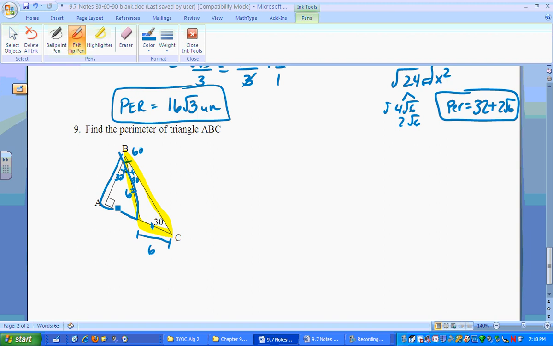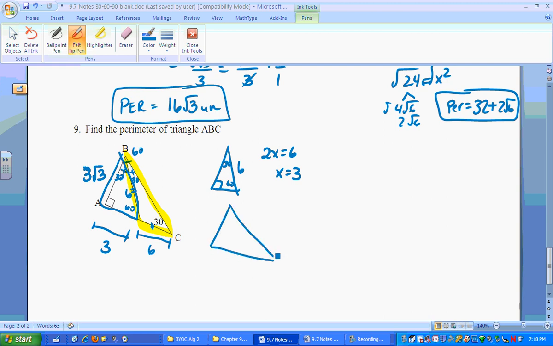Well, if this angle's 30 and that's 90, we have this triangle of 30, 60, 90, and this side 6. So we can set 2x equal to 6, so x equals 3. Meaning that this spot right here now is 3. Meaning this spot across from it, because this is 60, is x root 3, which is 3 root 3. Now look at the very large triangle that we're looking at, where this side is 3 root 3, and this side down here is 9.